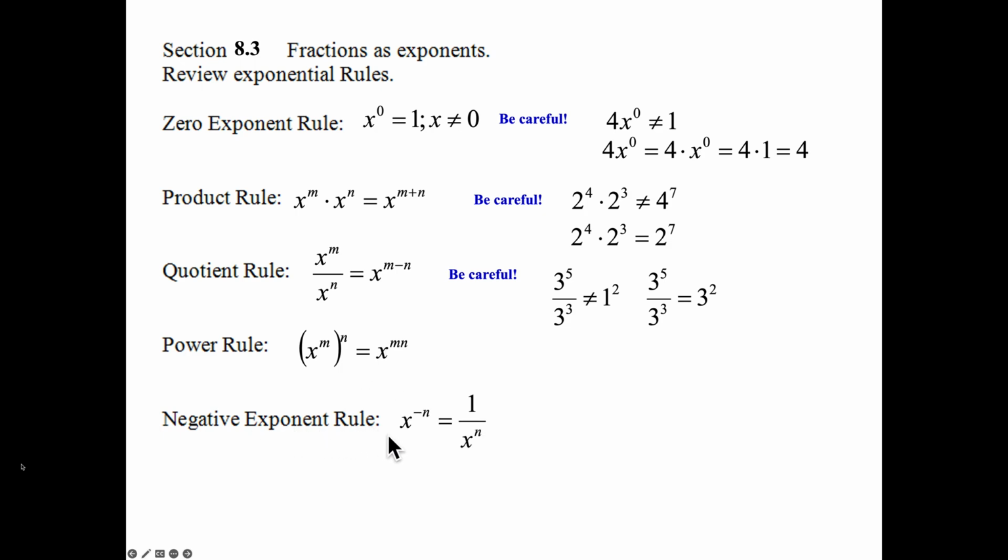Negative exponent rule, remember there's three parts. X to the negative n is take the x, the base, move it down to the bottom with a positive exponent. Or if my base is on the bottom and has a negative exponent, we move it up to the top with a positive exponent. And if I have a fraction raised to a negative power, you just flip the whole fraction and change it to a positive power.